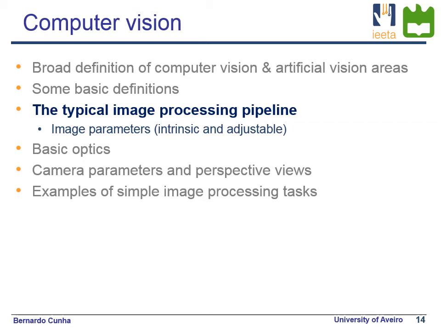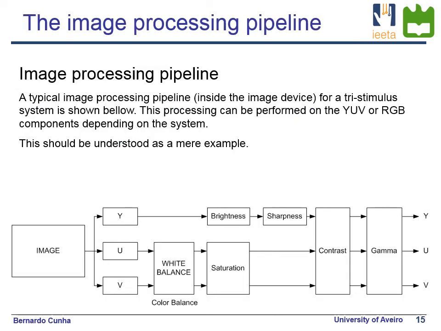In this pipeline, we'll look into some of the parameters of the image. Some of them will be intrinsic, some of them will be adjustable, and some of them will be both intrinsic and adjustable. So the image processing pipeline is something similar to this scheme you can see in the downside of the slide.